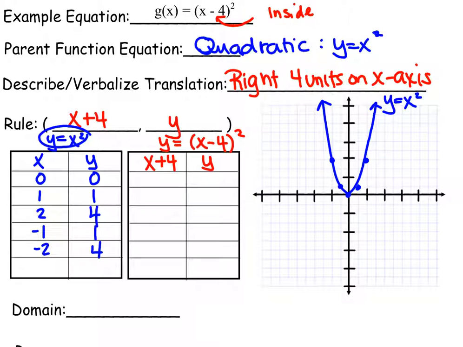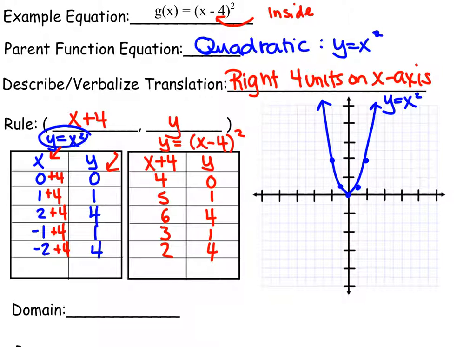Y equals x squared. Now we're going to go ahead and find the ordered pairs of our g of x function. So our rule says we have to take all of our x values and add 4. So we're going to start with this set of values and add 4. So 0 plus 4 gives us 4. 1 plus 4 gives us 5. 2 plus 4 gives us 6. Negative 1 plus 4 gives us 3. Negative 2 plus 4 gives us 2. All right, y's. None of the y values are going to change. So we're going to go ahead and just put them over here. 0, 1, 4, 1, 4.